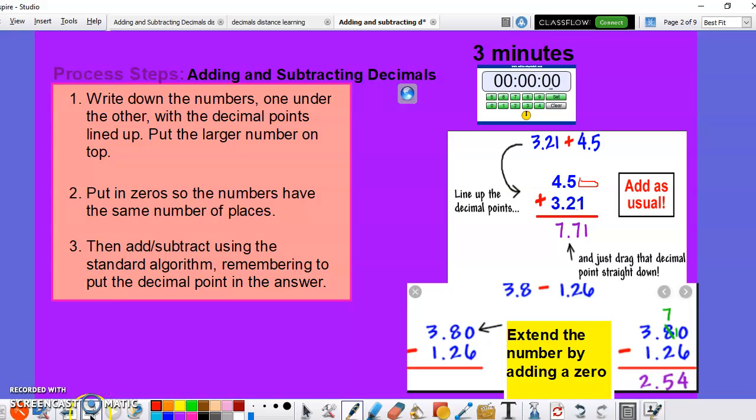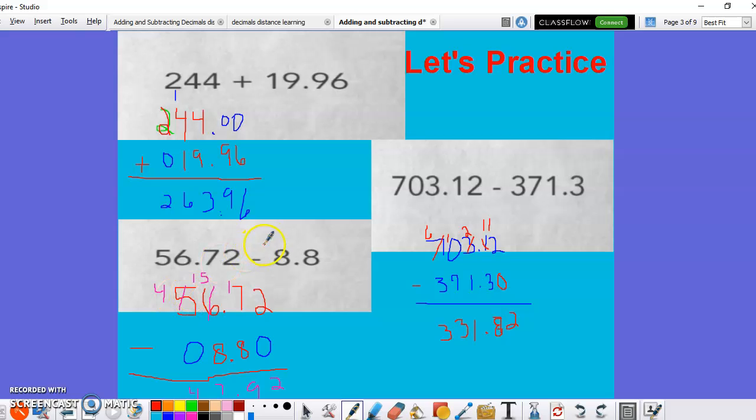So here are some of the questions that we worked on together in class. If you weren't here in class with me, you can go back and solve these problems. I left up what I solved here. 244 plus 19 and 96/100ths. I had to extend out my 244 so that there was a place under here for the 96/100ths. The same with all of these. I had to go through making sure that I had my decimals lined up and in the correct place. All my numbers are in the correct place value.